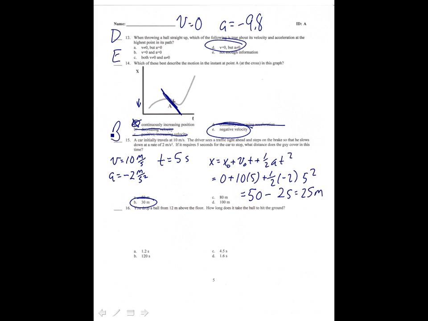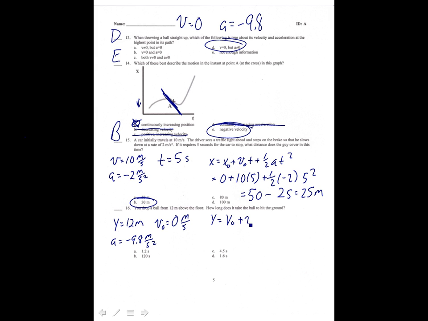You drop a ball from 12 meters above the floor. How long does it take the ball to hit the ground? Well, let's see. Y is equal to 12 meters. A is equal to minus 9.8 meters per second squared. And V0 is equal to 0. That's really all that we know.